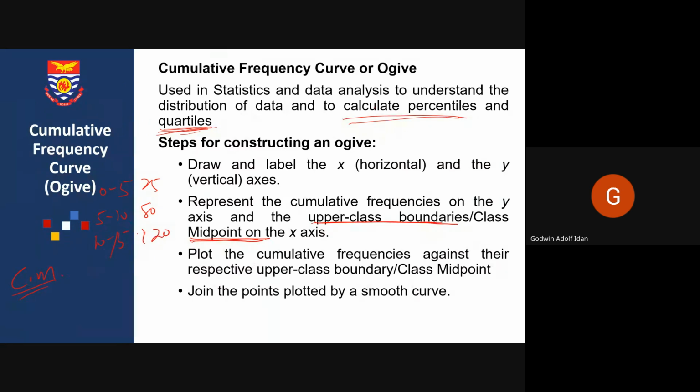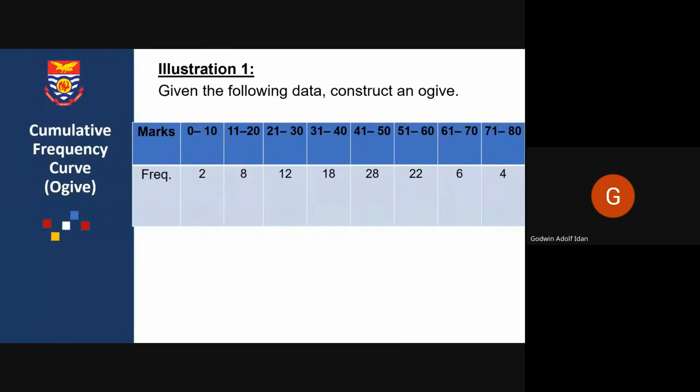And once you label this part, you just plot the cumulative frequency against their respective upper class boundary or class midpoint, similar to that of the frequency polygon that we did. Then you're able to join the points by a smooth curve. Let's try this example and see.